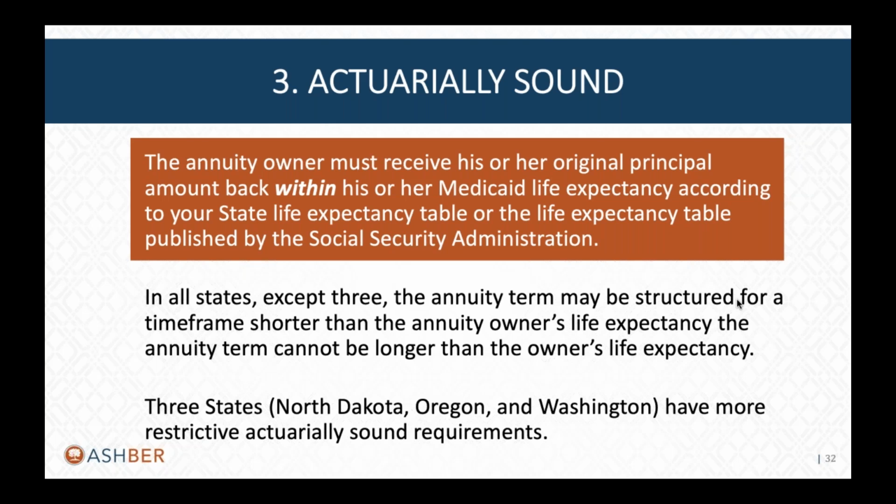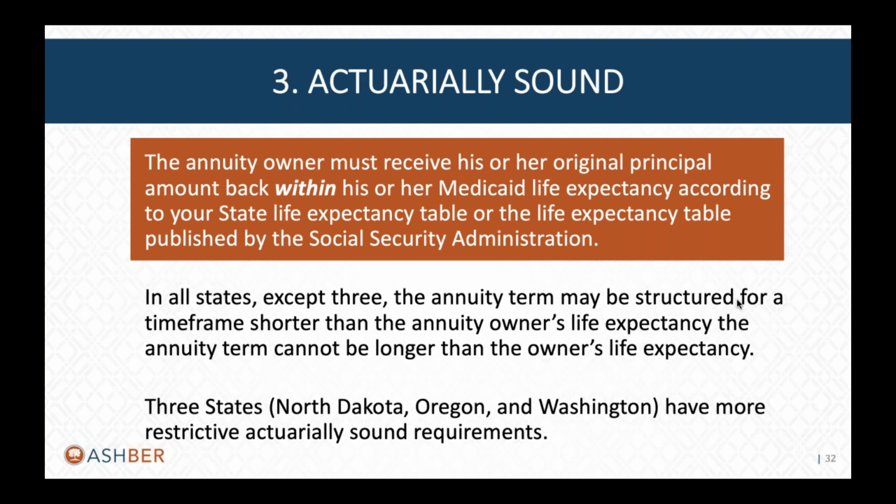The actuarially sound requirement means that the annuity owner must receive their original principal amount with interest within their Medicaid life expectancy. And this is going to be either based on the Social Security Administration tables, or some states do publish their own life expectancy table in your existing Medicaid manual. So just depending on the state, that's going to determine which life expectancy table can be used.